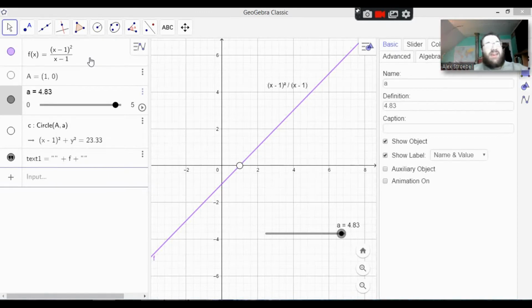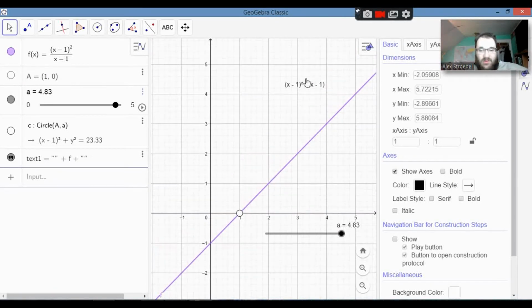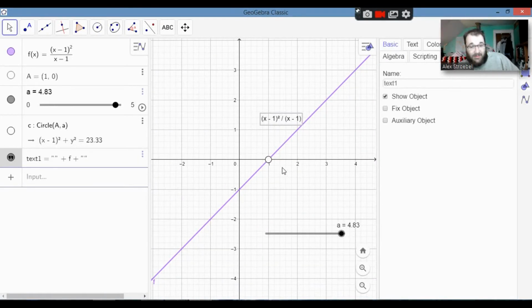But the difference is that this function is not defined at the point x is equal to 1, right? Because if you have x equal to 1, you have 0 over 0, which is undefined. So that point is not on the function. So if you were to put in f of 1, you get not an answer. It's undefined.